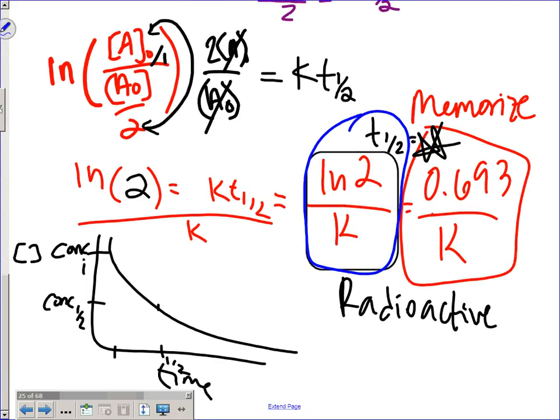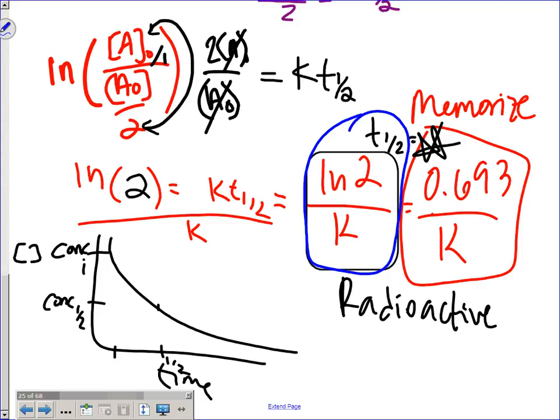Okay, so if they give you 0.693 over k, you have to know what that stands for, right? You're just going to go, well, it stands for half-life. But then you have to know, is it half-life of 0 order, 1st order, or 2nd order? So it's not so much like, oh, it's on my reference table, I don't need to memorize it. You also need to know what it's used for.